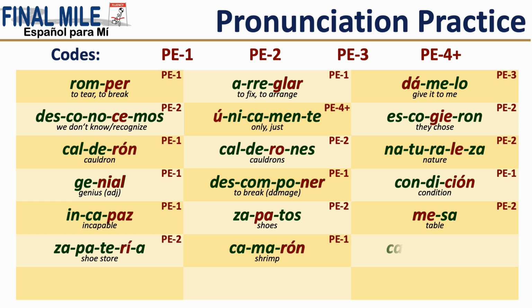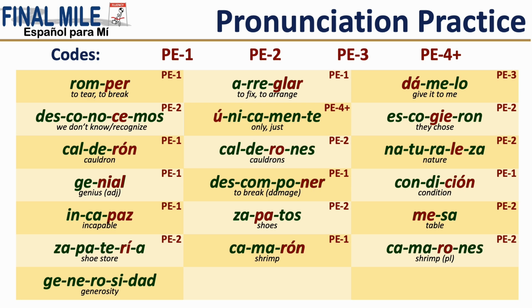to push more air out to give it emphasis. And again, this one loses its accent, the graphic accent, when we pluralize it, because now it has an extra syllable and by default it falls there. So no graphic accent, ends in a vowel or N or S. That is a PE2. Camarones.